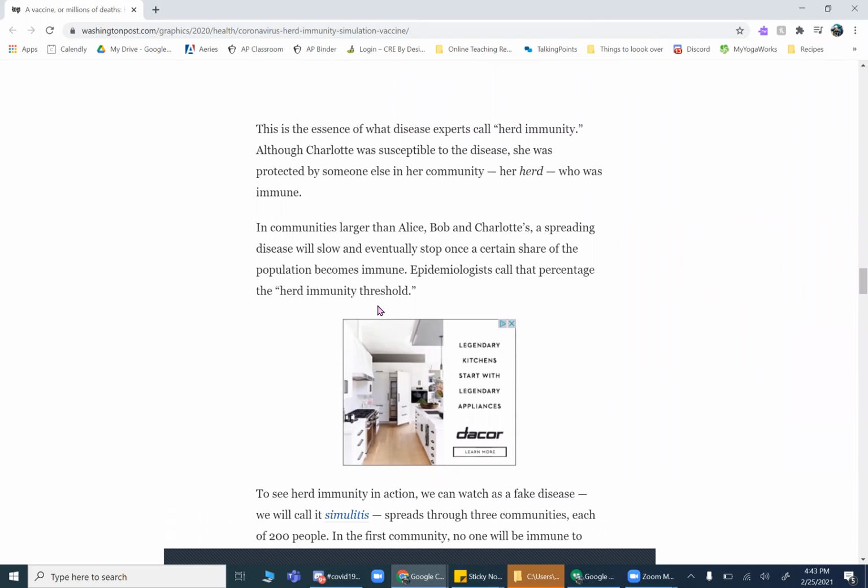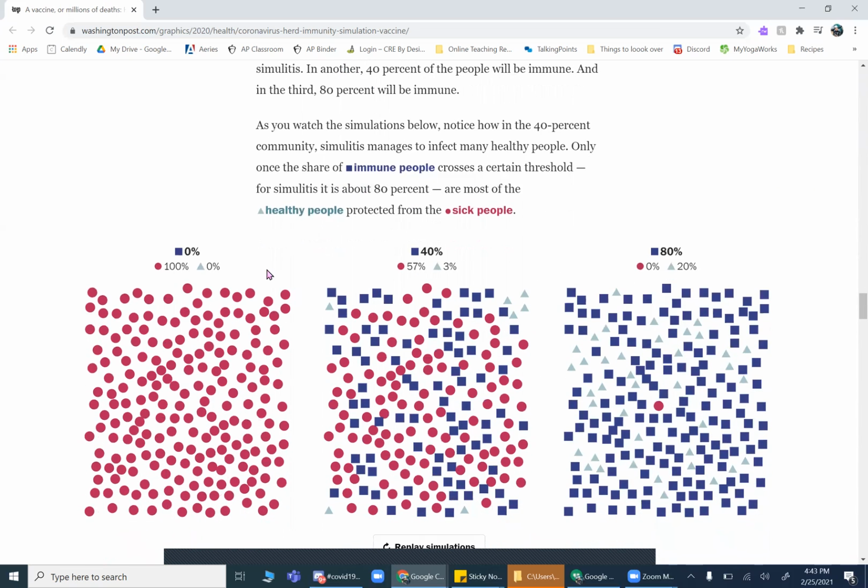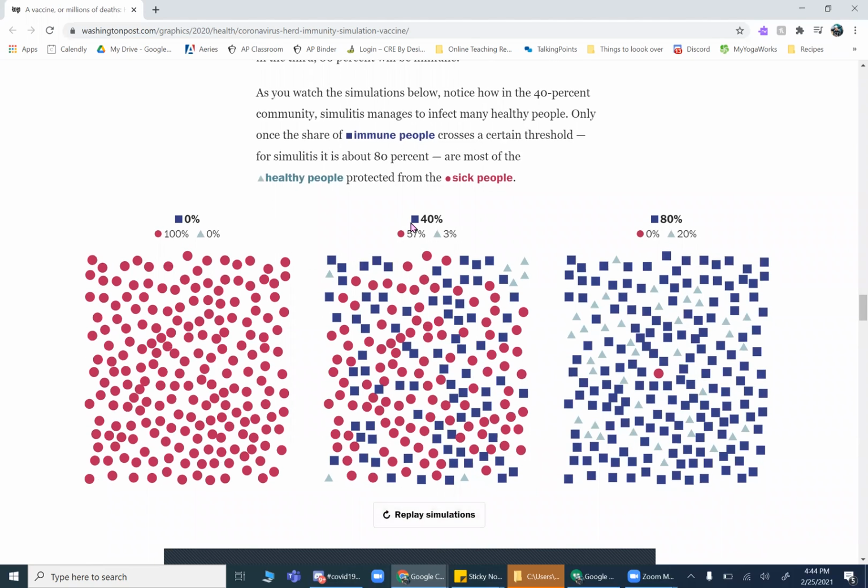And so I want to show you a simulation. So pretend that this simulation here is where 0% of the people are immune, right? Remember the square is Bob. 40% of the people in this community are like Bob, are immune. 80% in this community are like Bob and immune. All right, so let's play the simulation to see how many Alices there are and how many Charlottes there are who are healthy and then who are infected and spreading the disease.